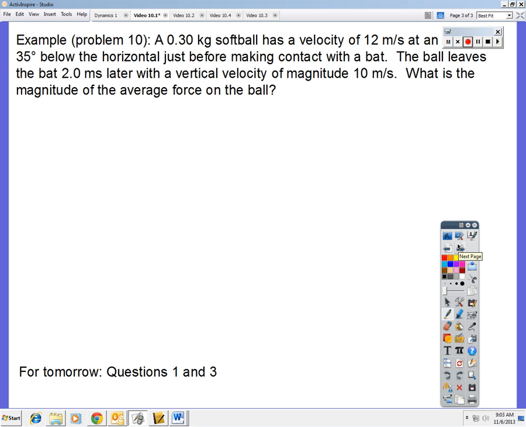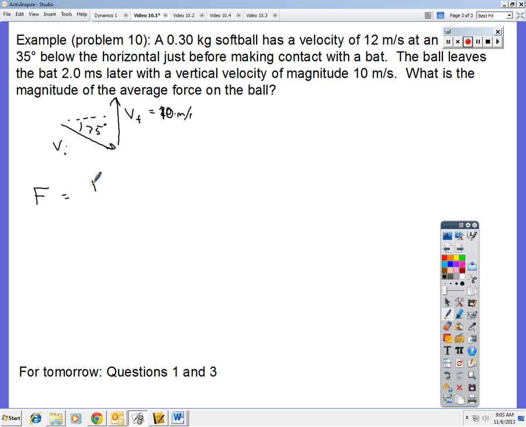Now, for our last slide, we'll look at another example. This is problem 10 from your textbook. You've got a softball. It has an initial velocity of 12 meters per second, 35 degrees below the horizontal, and it's hit by the bat, and its final velocity is 10 meters per second straight up. We know that the ball is in contact with the bat for 2 milliseconds, and so the question is, what is the average force on the ball?